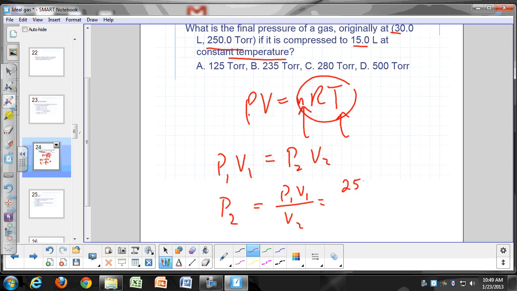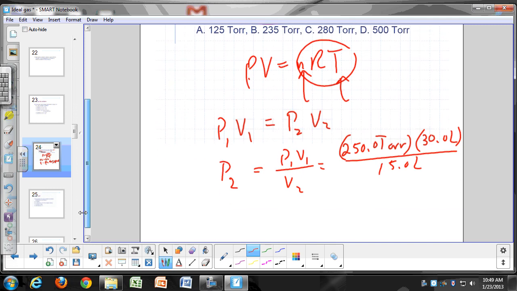What's my P1? 250 torr, and my V1 is 30 liters divided by V2 is 15.0 liters. You cut the volume in half, and you expect the pressure to double, right? So it's 500 torr. Correct answer is B.